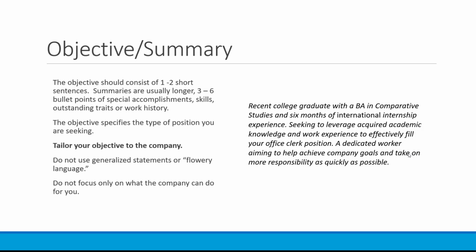An objective or a summary statement is usually short. So an objective is usually 1 to 2 short sentences. Summaries are usually 3 to 6, and that's usually if you have a lot of work experience. You want to tailor that objective to the company. So it's always great to put the company's name in your objective statement or something that you've researched about the company that you could put in your objective statement. Really makes it stand out.